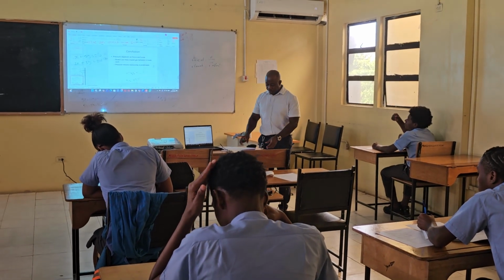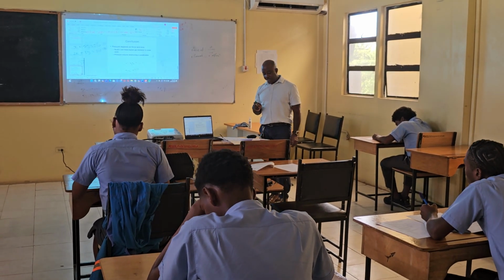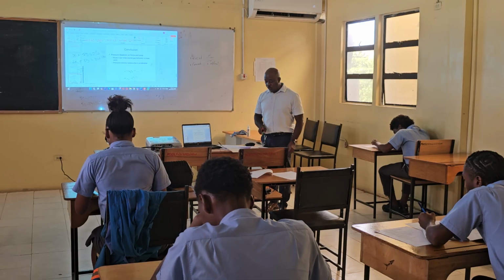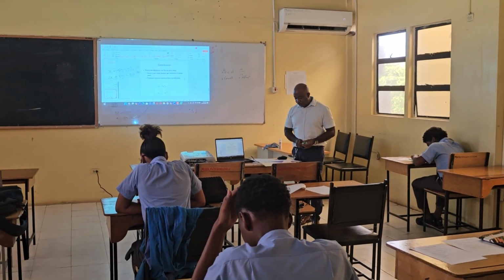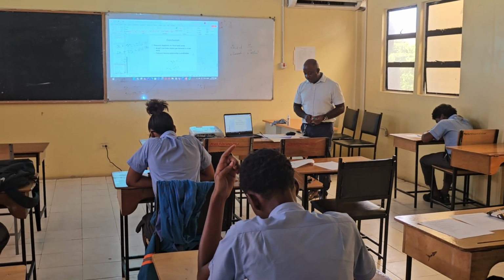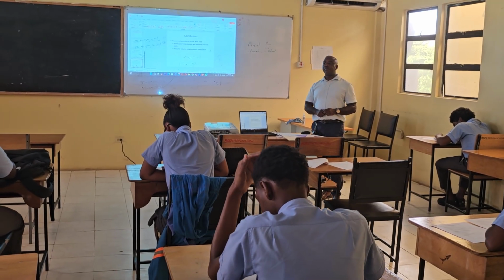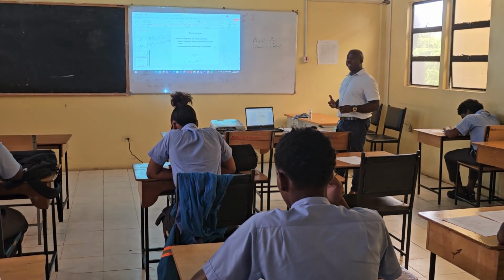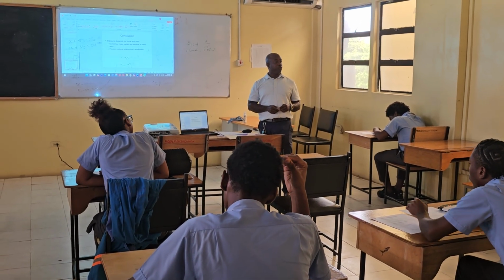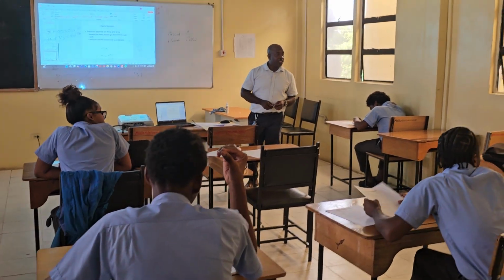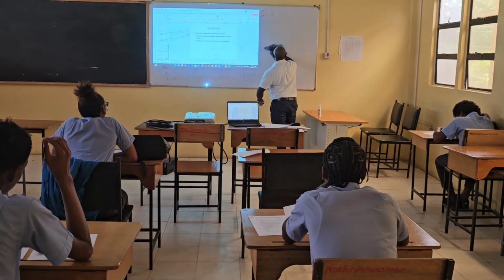So let us do an example. A hydraulic press exerts a force of 400 Newton on a piston with an area of 0.02 meters squared. Find the pressure. How do we solve those kinds of questions? What's the first thing we do? You put down your data.